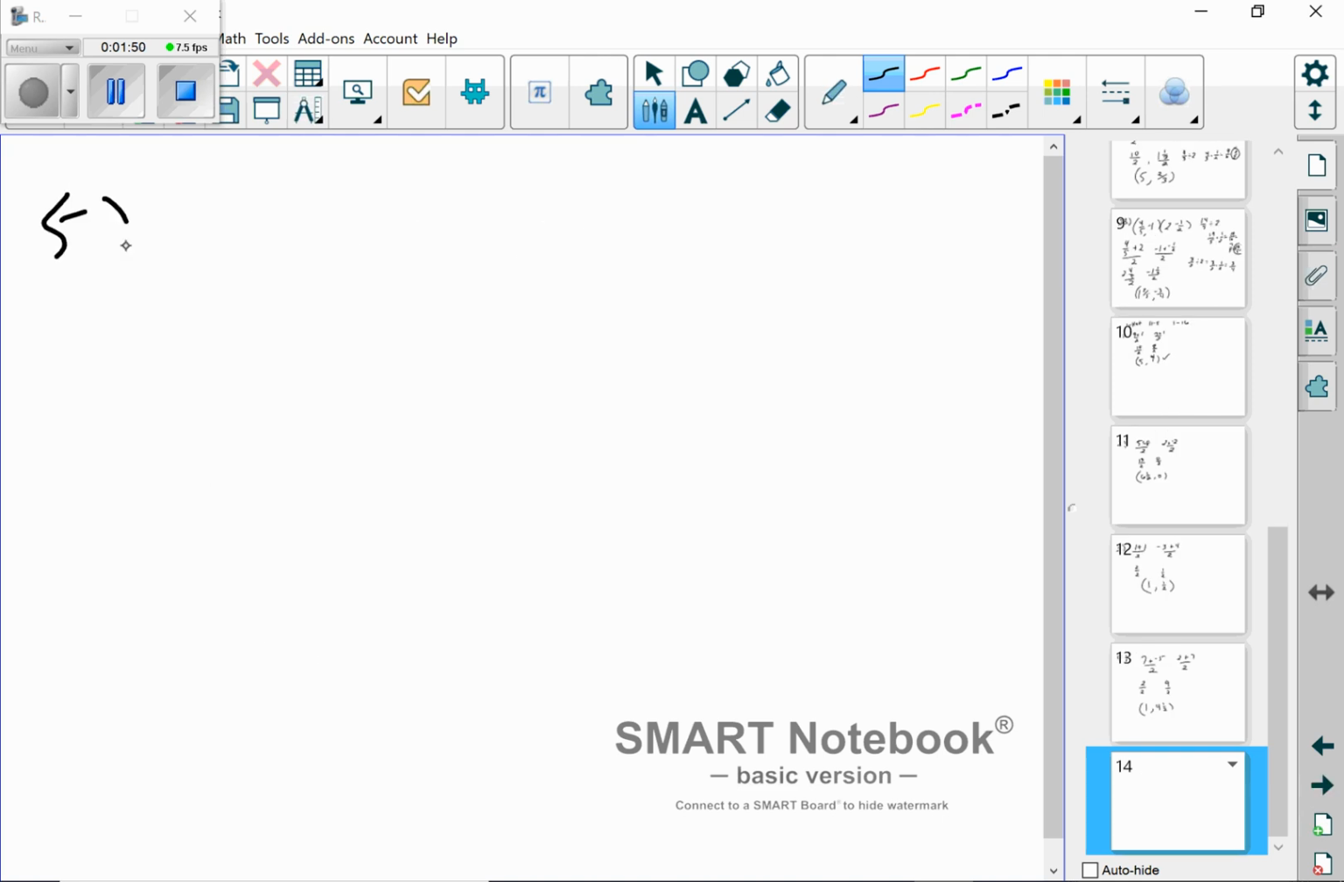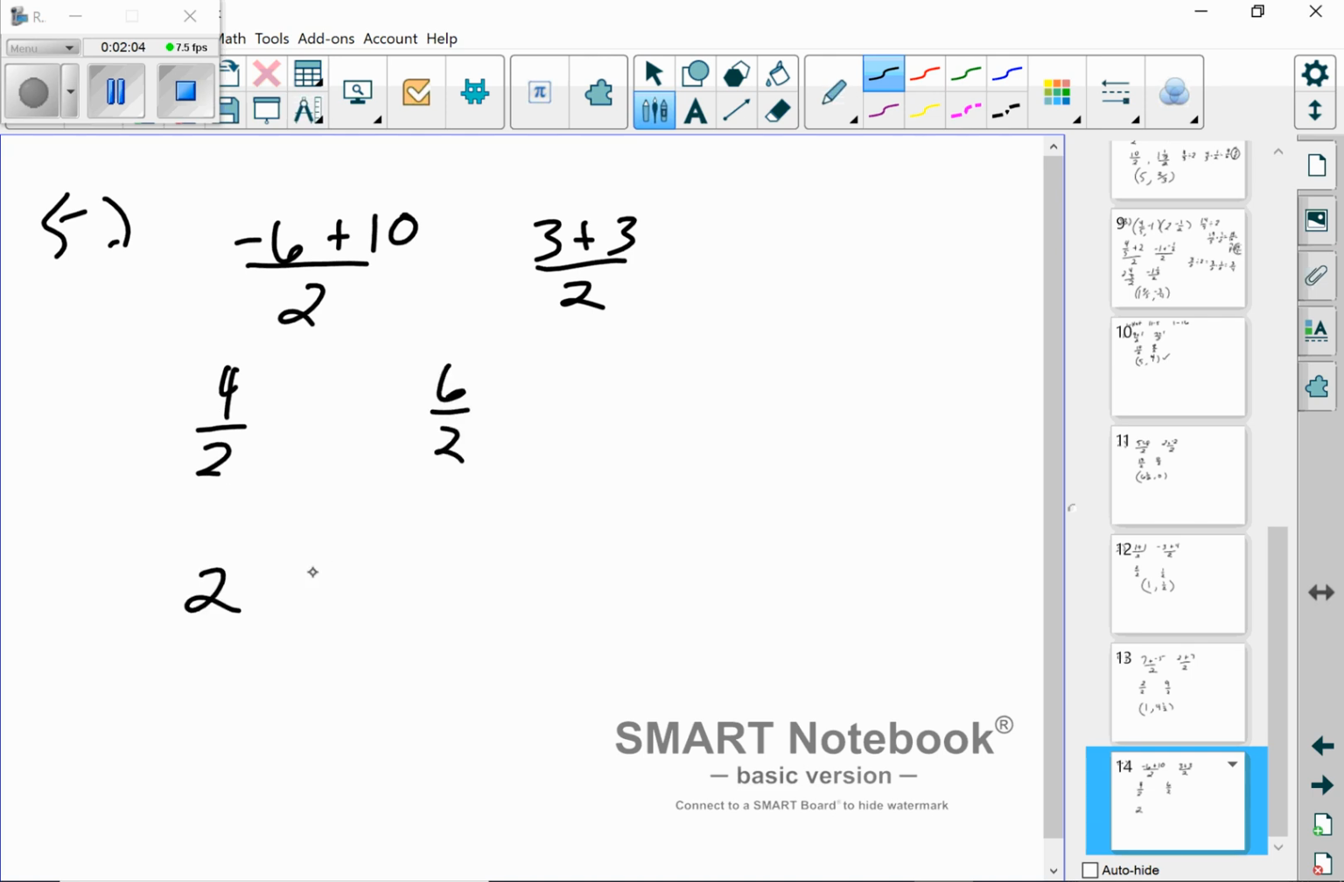Number 5, I got (negative 6 plus 10) over 2 and (3 plus 3) over 2. This is going to be 4 over 2, which equals 2, and 6 over 2, which equals 3. 2 and 3 is our point.